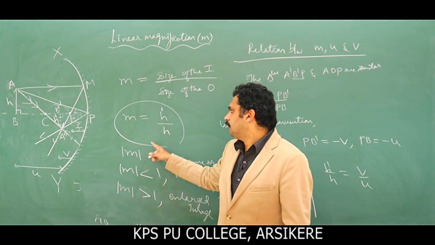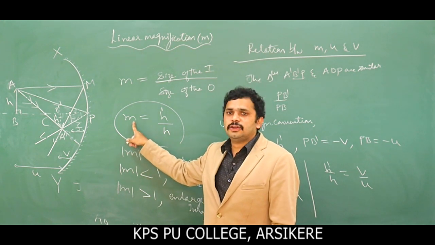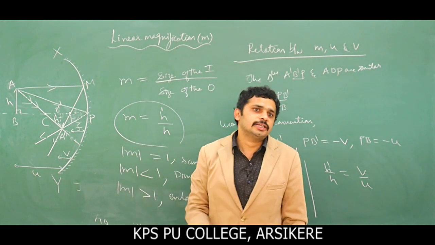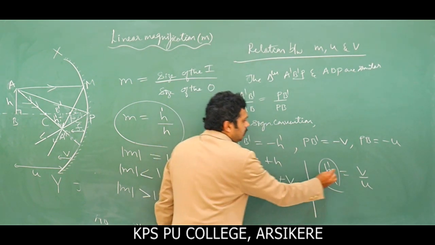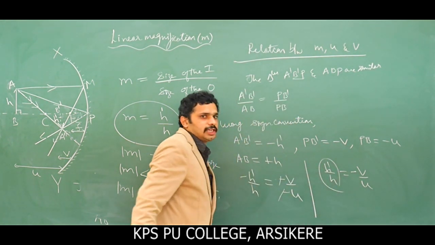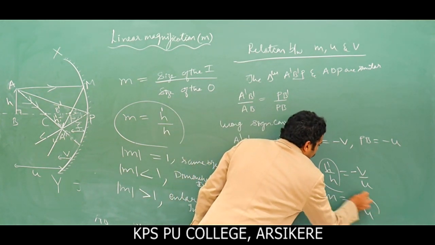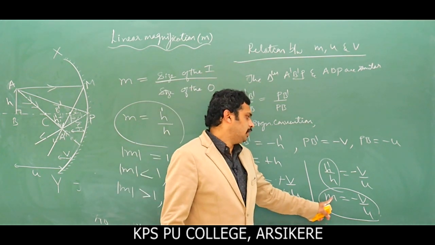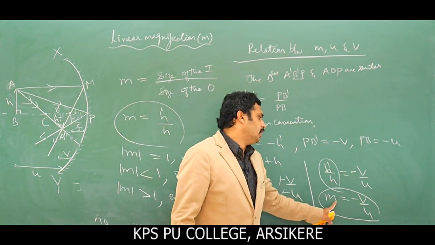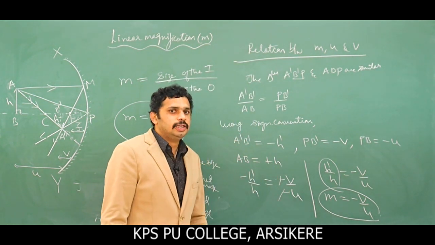By the definition of magnification, what is magnification? H dash by h. In place of h dash by h, here I took the minus sign. So m is equal to minus v by u. This is the important relation between m, u and v. M is equal to minus v by u. Is it clear?